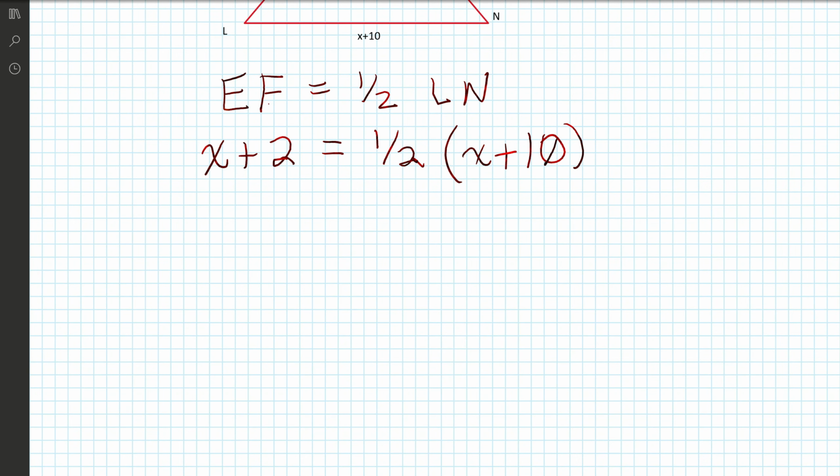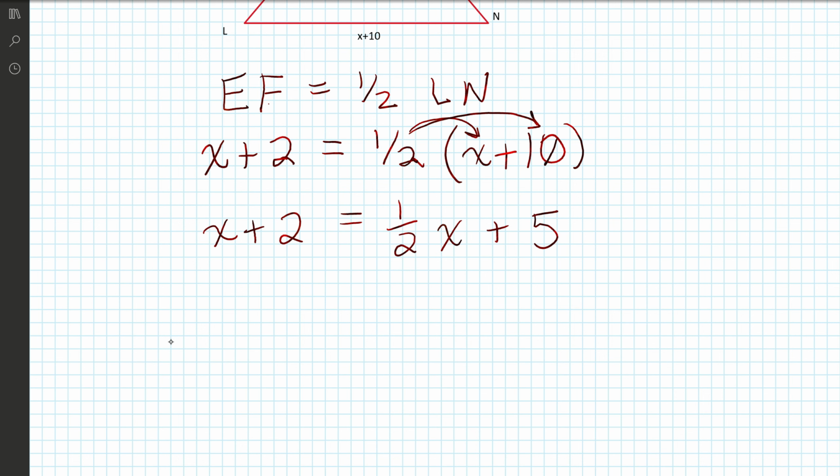We're going to go ahead and take care of these parentheses, right? And then distribute through. So we have x plus 2 equals 1/2 times x and 10. 1/2 times x is 1/2 x. 1/2 times 10 is just saying what's half of 10? Well, half of 10 is 5.